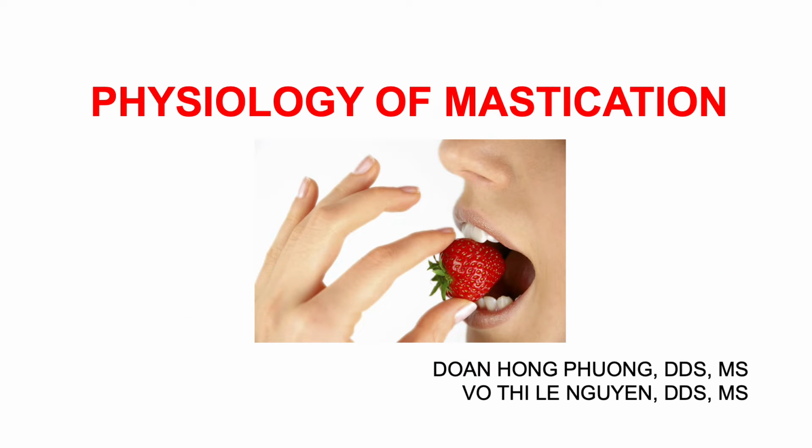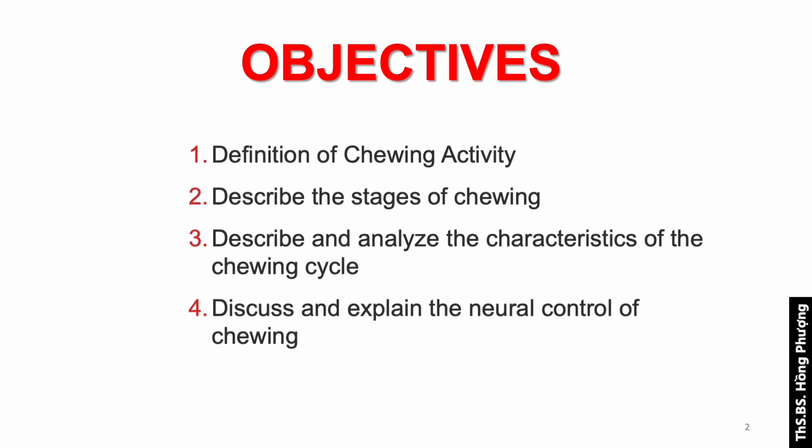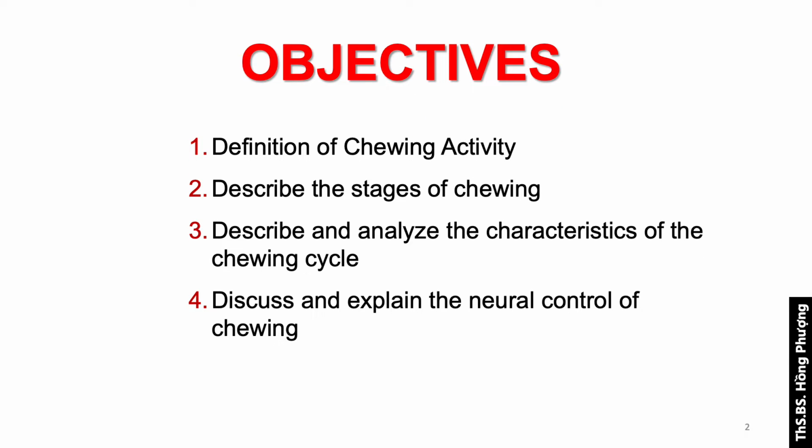The next topic in oral physiology, we will discuss the physiology of mastication. The objectives of our topic today are: definition of chewing activity, describe the stages of chewing, describe and analyze the characteristics of the chewing cycle, and discuss and explain the neural control of chewing.